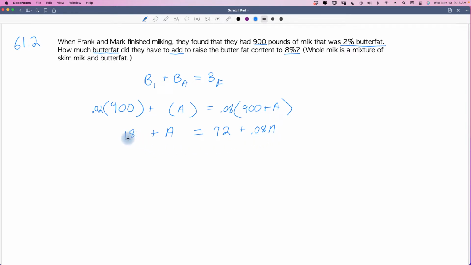So I'm going to swim 18 over here. I'm going to subtract 18 from both sides because this is the bigger number, and I don't like working with negatives. I don't think anybody likes that. So when I subtract 18 from both sides, this ends up being 54, right? And when I subtract 0.08, remember this is a 1 right here, from both sides, this ends up being 0.92. You can use your calculator to do that. And that's the butterfat added.